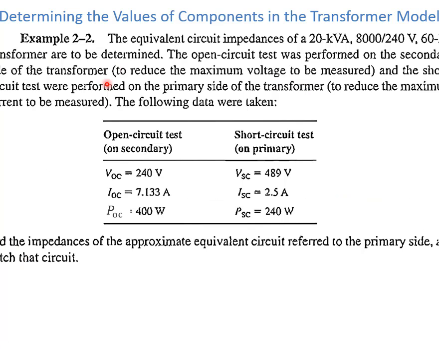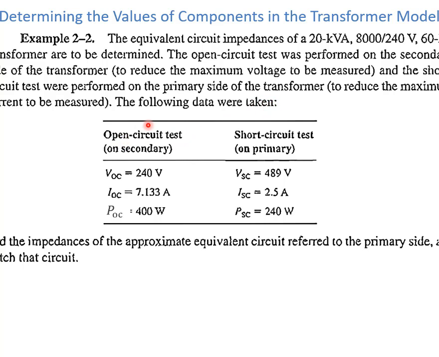So let's look at this example and then we will understand what we have said in this last slide. It says that the equivalent circuit impedance of a 20 kVA, 8000/240 volt, 60 Hz transformer are to be determined. The open circuit test was performed on the secondary side of the transformer to reduce the maximum voltage to be measured, and the short circuit test was performed on the primary side of the transformer to reduce the maximum current to be measured. The following data were taken.